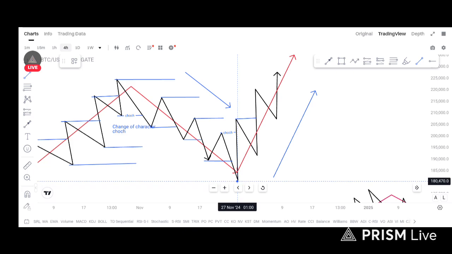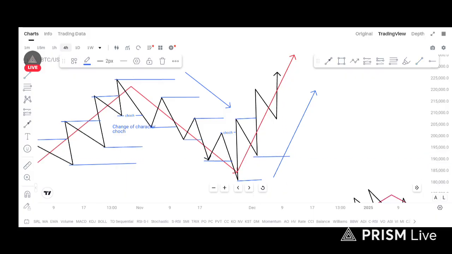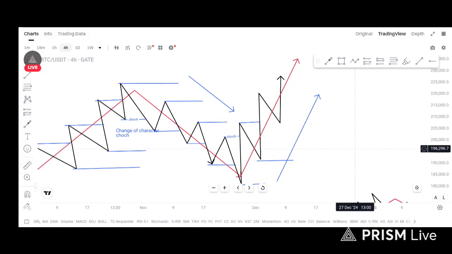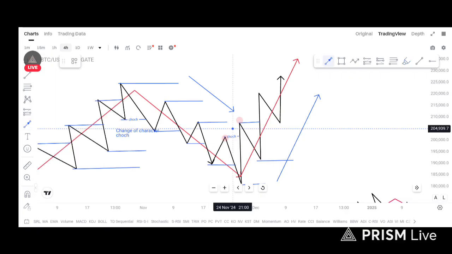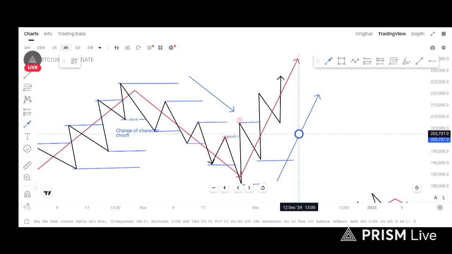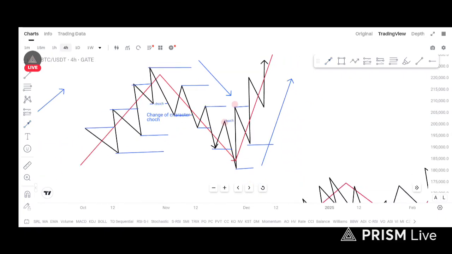So you now have your low, you now have your lower high. Okay, and this one is your high. Here is your high, and this one now is your higher high.